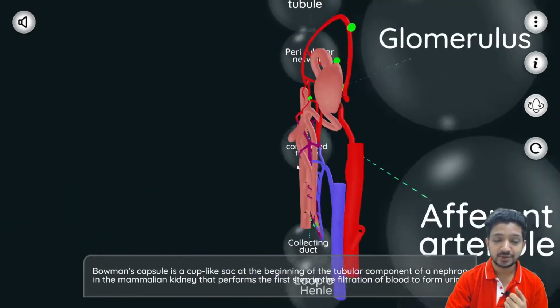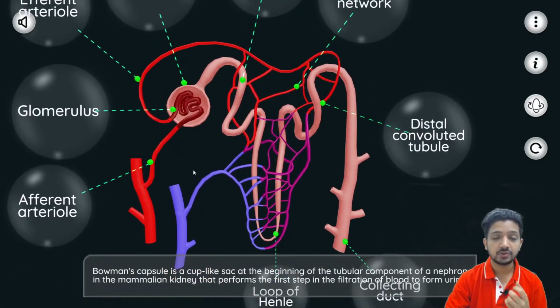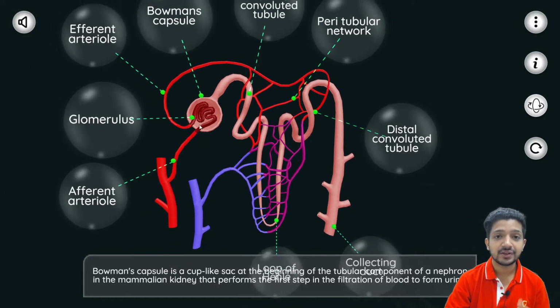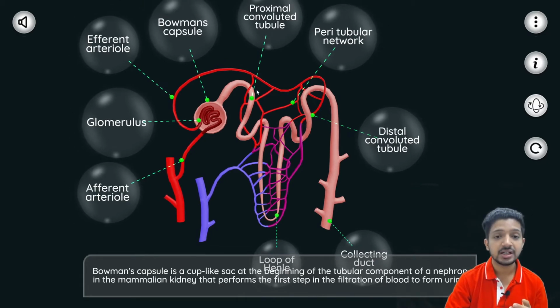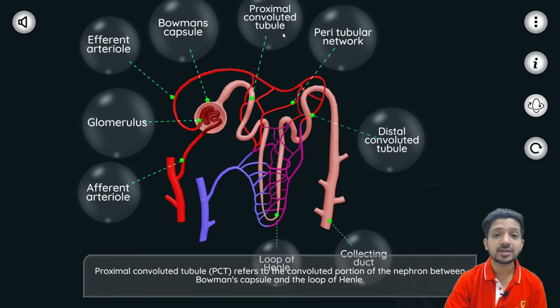This Bowman's capsule is a hollow cup or sac-like structure where one of the important initial steps of urine formation occurs, that is filtration of blood. So once the blood is filtered, the urine formation begins and the waste products enter into the nephron into a convoluted structure called the PCT or proximal convoluted tubule.